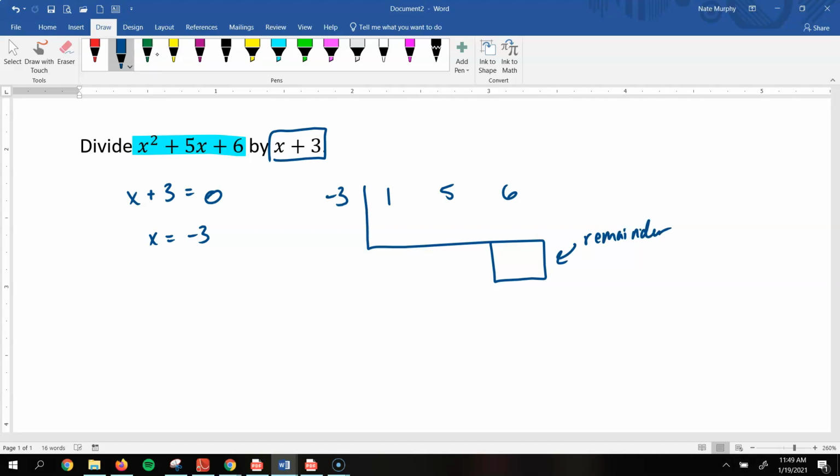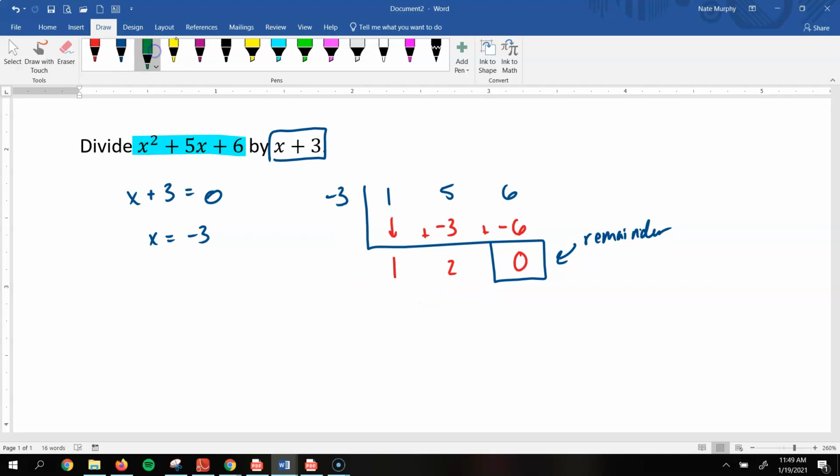Okay, so we're going to repeat that same process that we did in the previous one. I bring down the 1. This time we're multiplying by negative 3. So negative 3 times 1 is negative 3. Now when I add those together, 5 plus negative 3 is 2. So that's the first step in the process. Now we're going to do this one more time. Negative 3 times 2 is negative 6. Now when I add together 6 plus negative 6, I get a remainder of 0. So there is no remainder for this one.